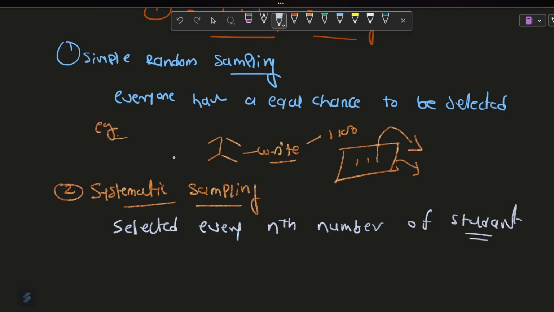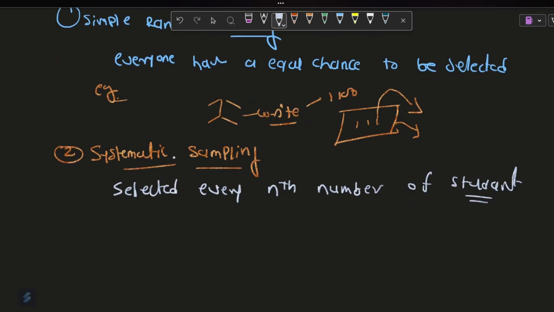What does this mean? Let's understand with an example. There are 100 students. Let's consider that the teacher selects every third student, starting with the third student. That is the first, that is the first.